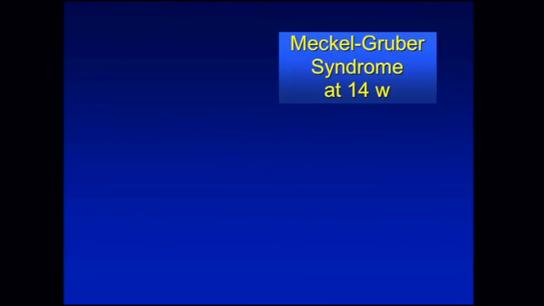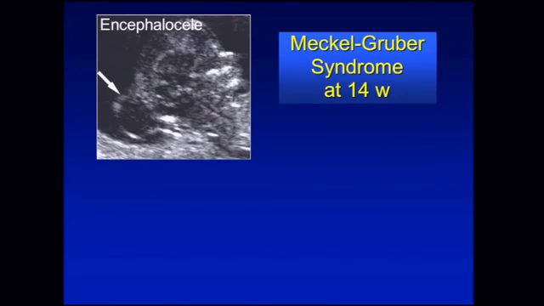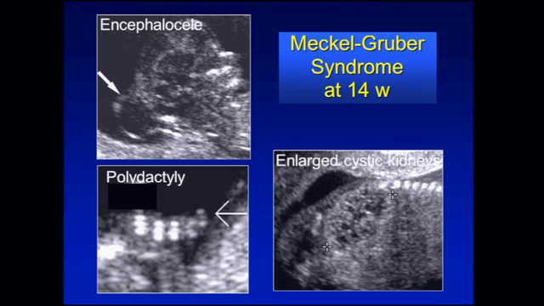This patient has a previous affected pregnancy with Meckel-Gruber syndrome. We see omphalocele, polydactyly, and enlarged cystic kidney. She came back for an early scan during the current pregnancy. We did not see any of these abnormalities, and we were able to reassure her that the fetus was not affected.